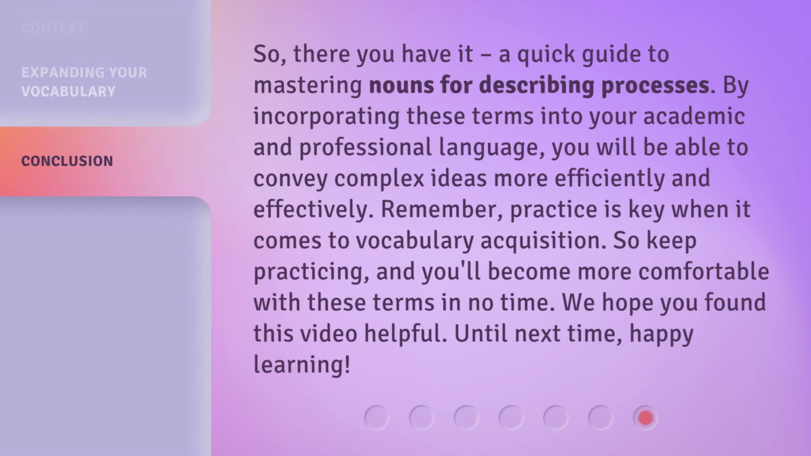So, there you have it, a quick guide to mastering nouns for describing processes. By incorporating these terms into your academic and professional language, you will be able to convey complex ideas more efficiently and effectively. Remember, practice is key when it comes to vocabulary acquisition. So keep practicing, and you'll become more comfortable with these terms in no time.